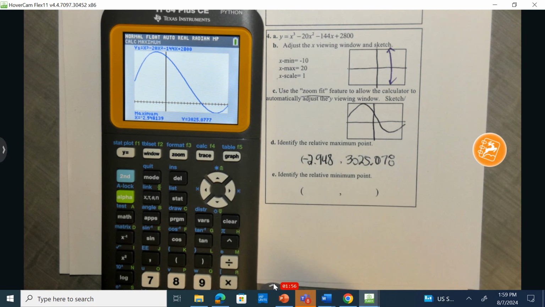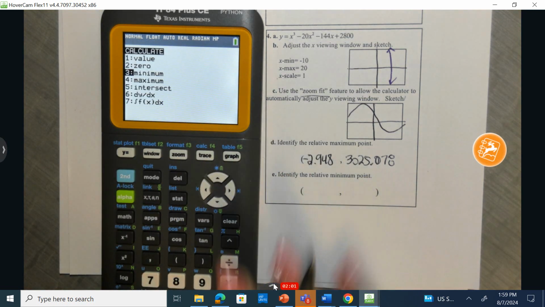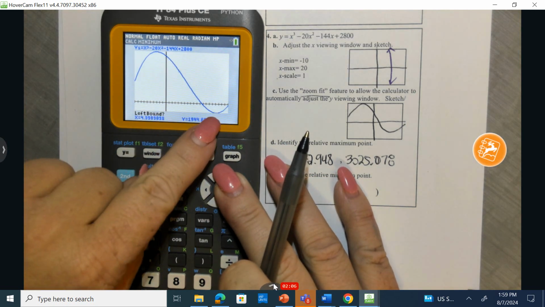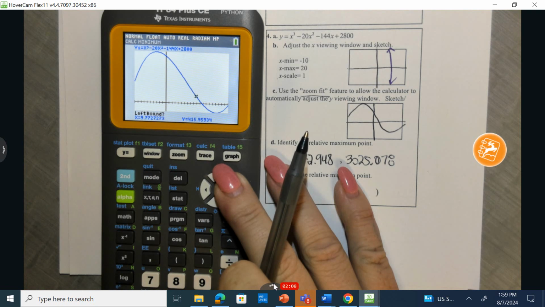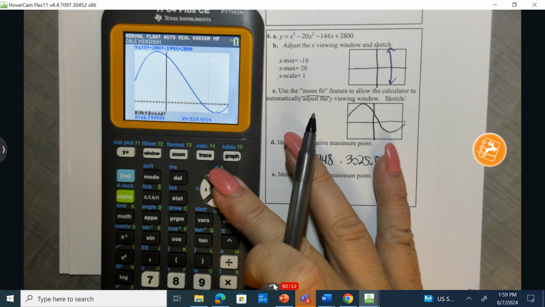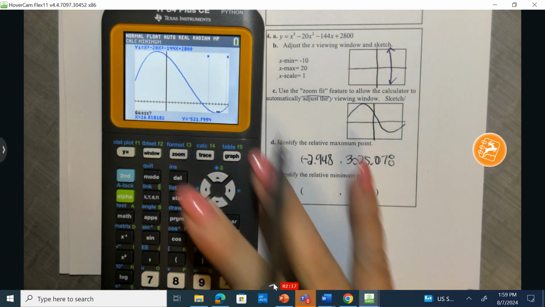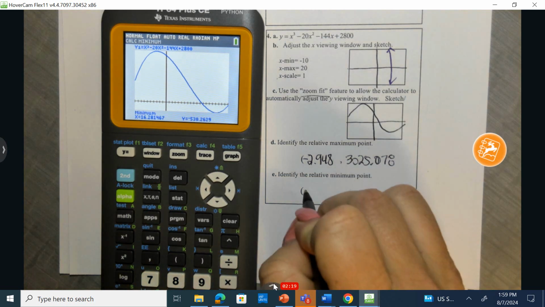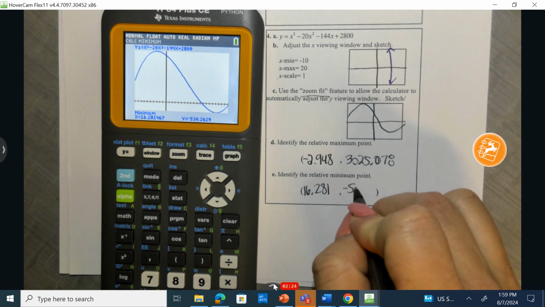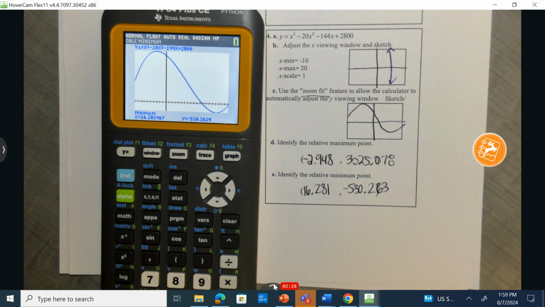All right, let's find the relative minimum. So I want to know, what is this point? Second trace. Now I'm going to go to minimum. Again, I'm using that arrow, holding it all the way down. I want to go somewhere to the left of this low point, which is around here, pressing enter. And now somewhere to the right of that low relative minimum. And now I'm going to guess by going back to it, and I'm going to round to the nearest thousandth. So this is 16.281. This is -530.26263. Let's move on now.